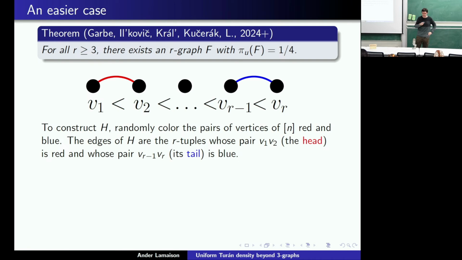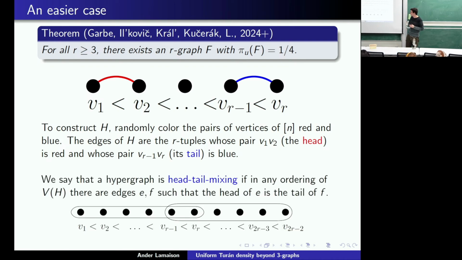And fortunately, there is an easy characterization for which hypergraphs do not appear here as subgraphs. In this hypergraph, the easy thing to notice is that you will never find a pair of edges such that the head of one is the tail of another, because then the intersection pair should be both red and blue.